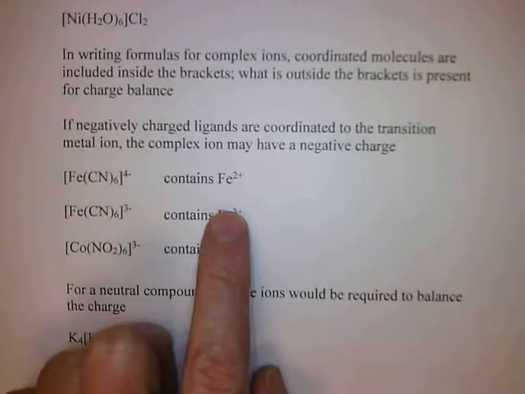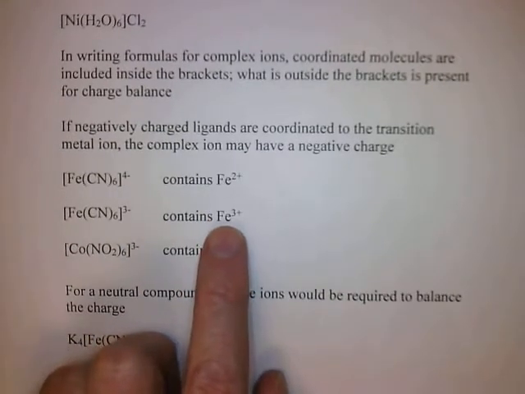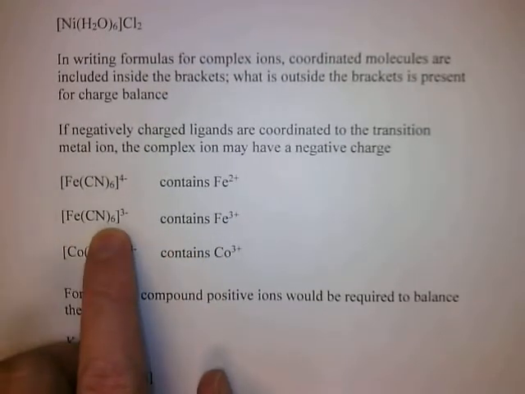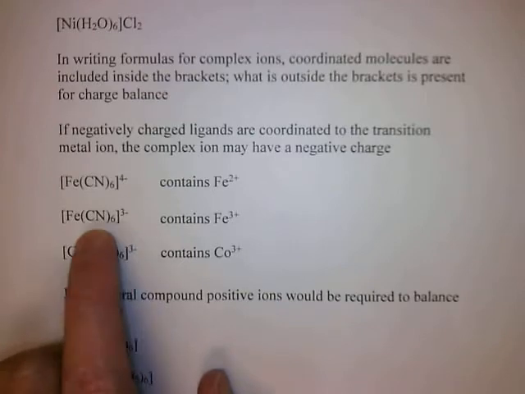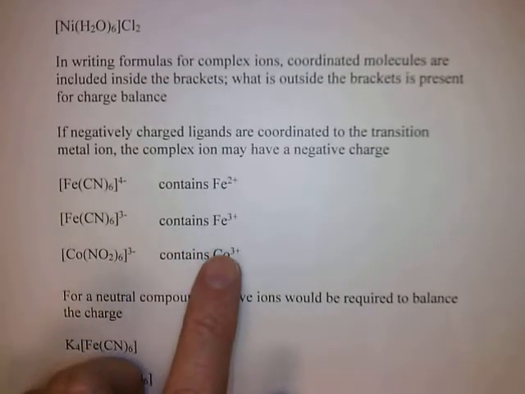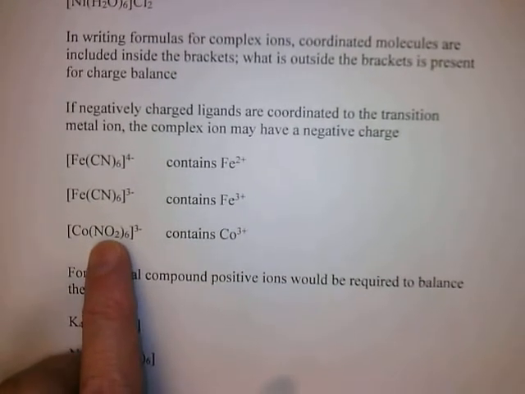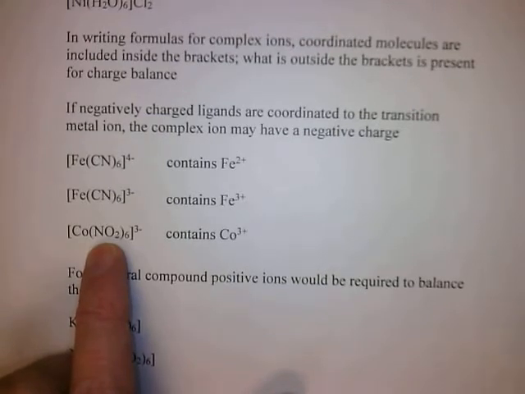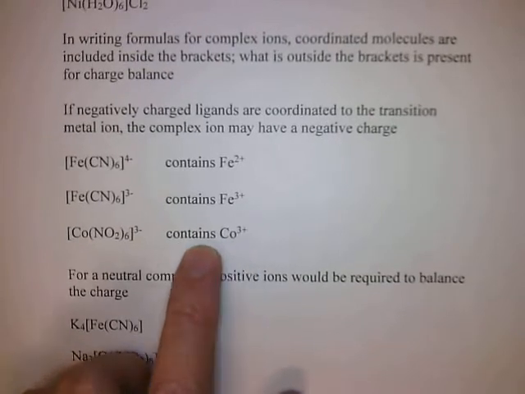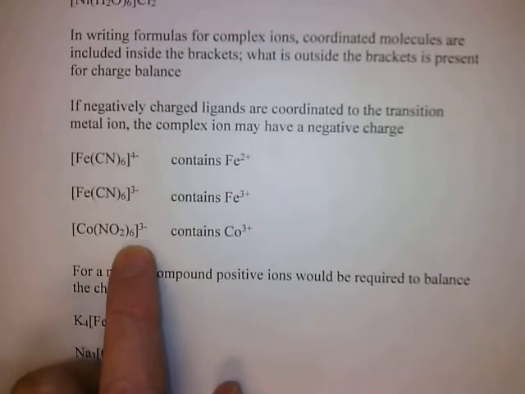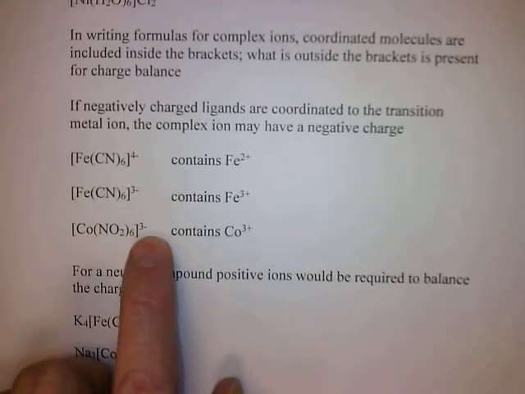Same thing here. This complex ion contains iron 3, right? Because if the iron is plus 3 and the six cyanides give minus 6, then plus 3 minus 6 gives you a 3 minus charge. Or one more example. If you see NO2, it's a very common ligand, the nitrite ion. If you know your polyatomic ions, you know that nitrite is a -1 ion. Therefore, this complex ion contains cobalt 3+, right? Because plus 3 minus 6 gives you that 3 minus charge.